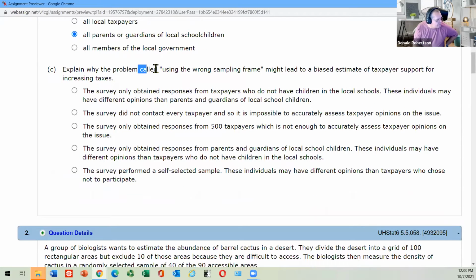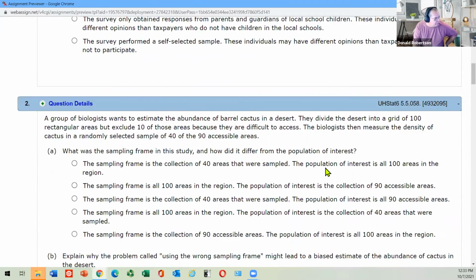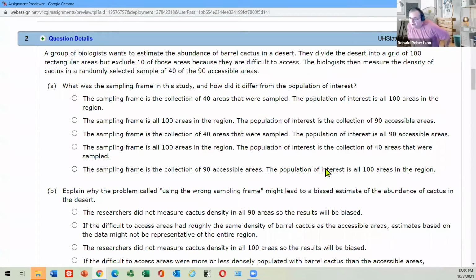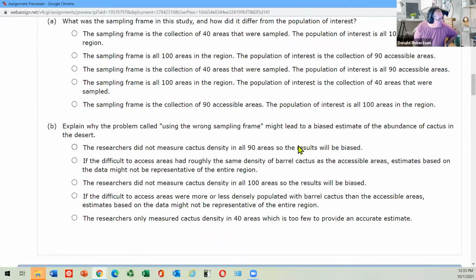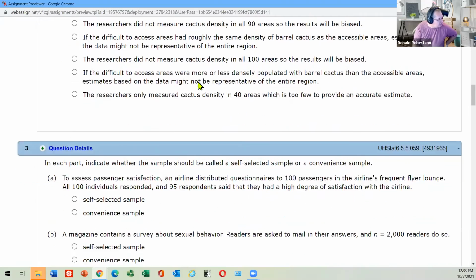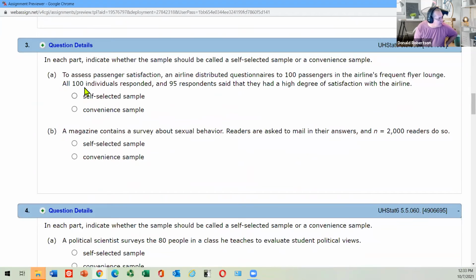And then they say, explain what's wrong with that. Well, we've already talked about some of them. Don't you not get everybody that you would be interested in that sample? You don't get people without kids that are taxpayers. You don't get homeschooled parents as well. And probably some others. I'll leave that one, I think. It's boring anyway.